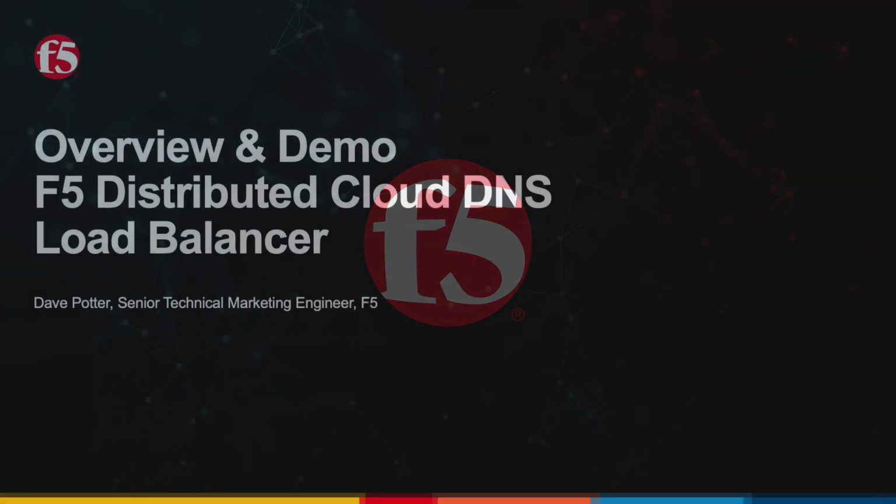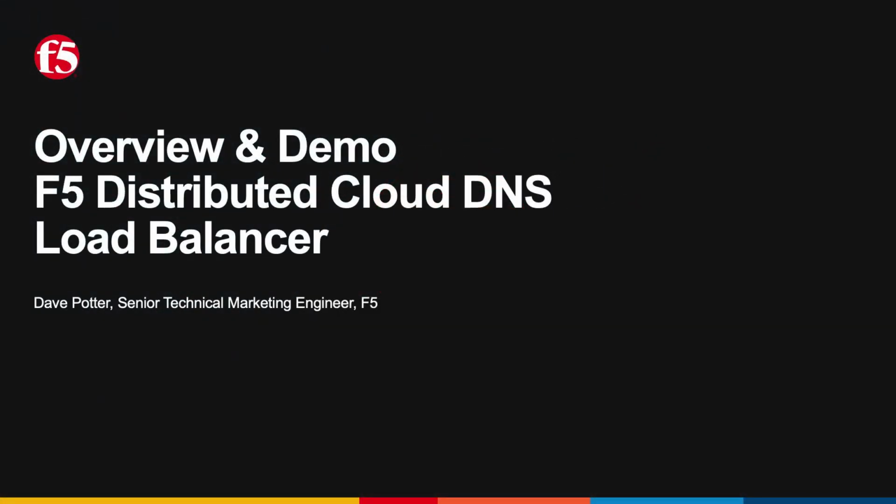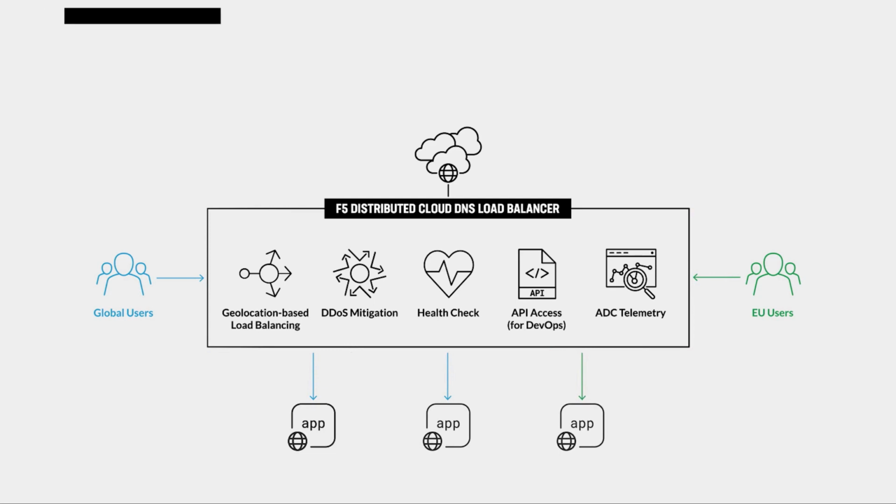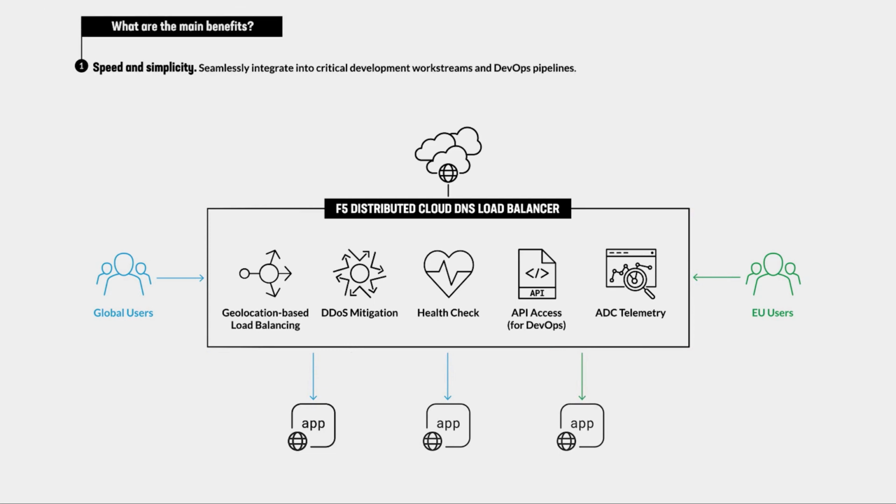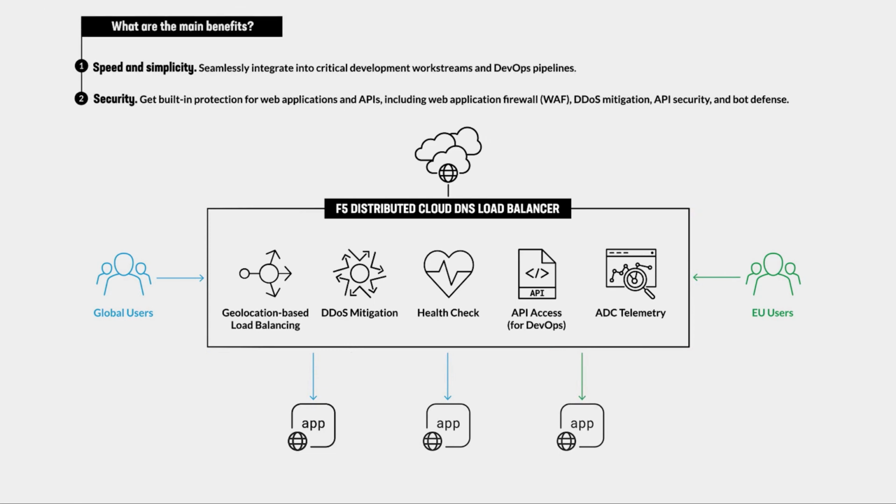F5 Distributed Cloud DNS Load Balancer is a new cloud product at F5 that combines the functionality of domain name resolution with the health checks that an application delivery controller uses to guarantee a site's availability. This simplifies operations for both development and DevOps by providing built-in protection like DDoS mitigation and health checks that go directly to the apps.